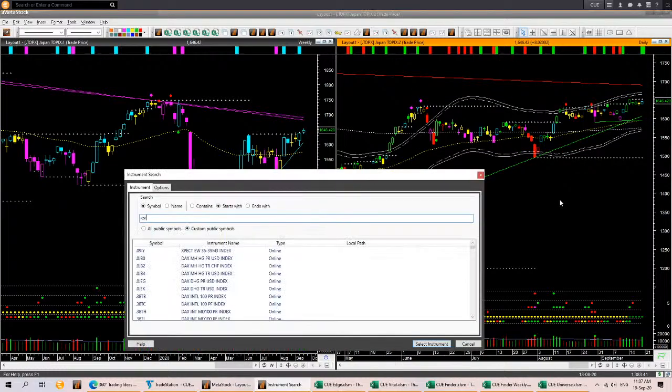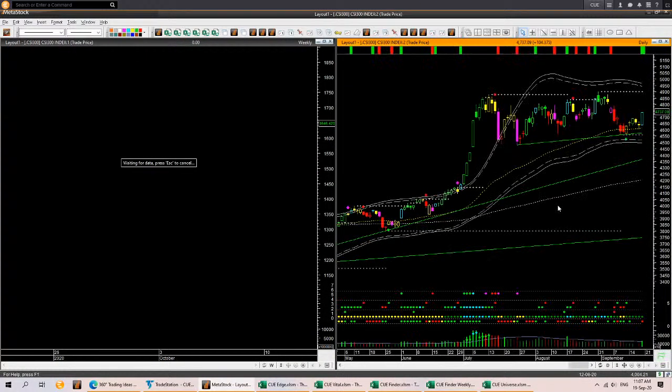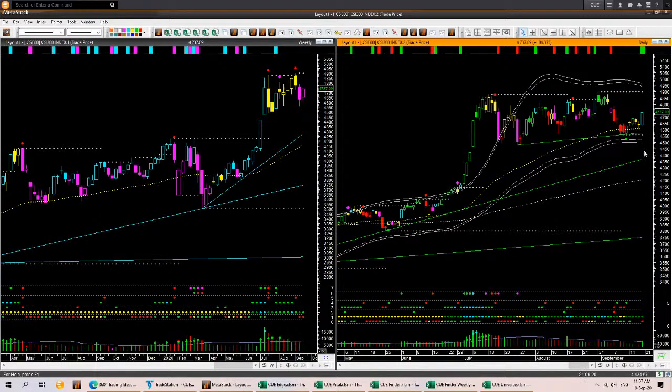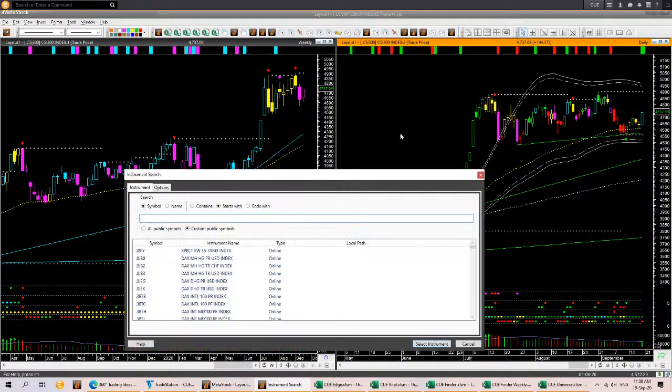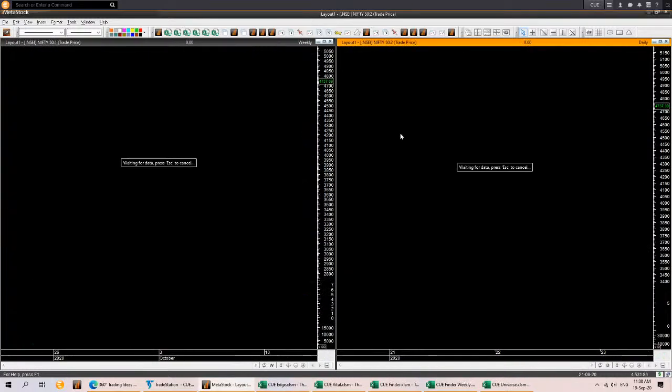Chinese market, CSI 300 index. This was also moving sideways and that is continuing. Here the weekly is also moving sideways, daily, weekly both. Only the Indian market among the global markets was in an uptrend. Let's look at that. Nifty 50 index.